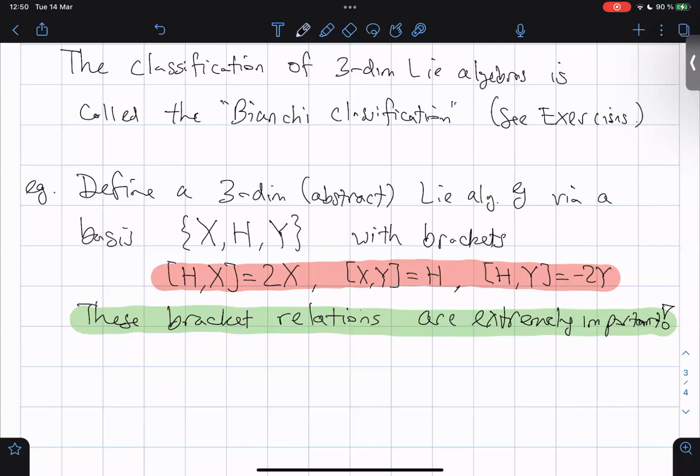Let's note here that X, H, Y is called an SL2 triple. So memorize those bracket relations, because they're going to come up all the time.